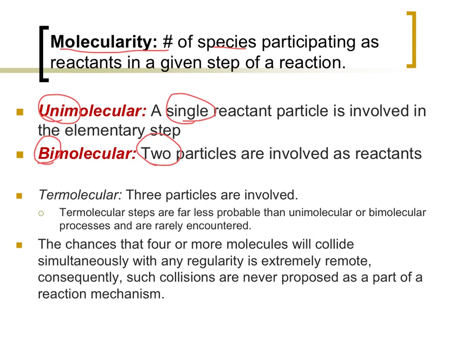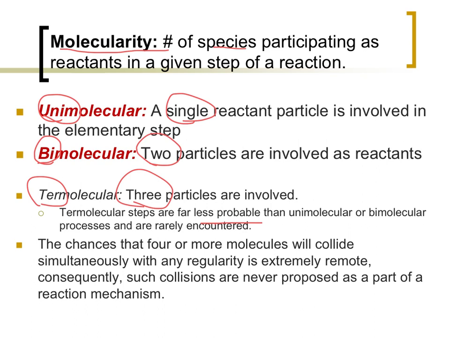Then, as you can imagine, if we have more particles involved, it becomes less probable. So the next step would be called termolecular. Think of tri, so termolecular, 3 particles involved. And that's a little harder than letting just one thing decompose or allowing 2 things to find each other. Getting 3 things to line up, perfectly oriented with the right energy all amongst them, it's going to be a little harder.